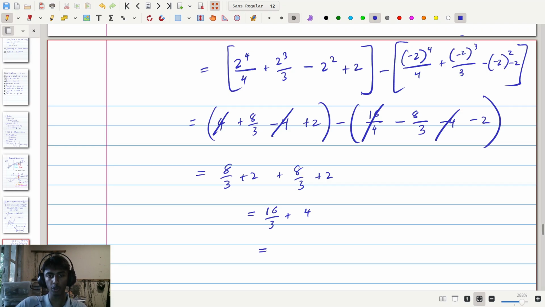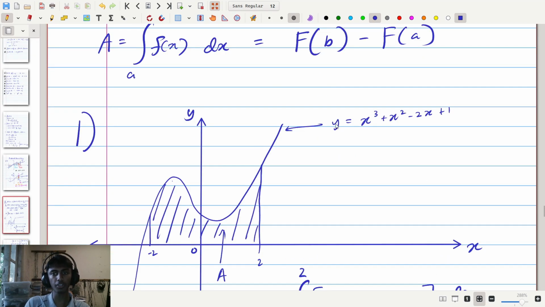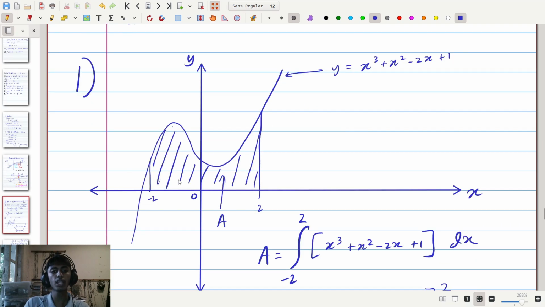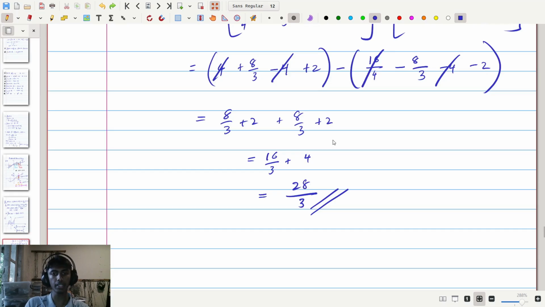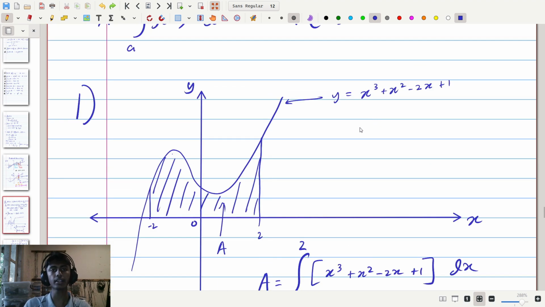We could take this under a common denominator and we could say this is divided by 3 and on top 3 times 4 is 12, 12 plus 16 is going to be 28. So therefore the area under this curve, y equals x cubed plus x squared minus 2x plus 1 from x equals negative 2 up to x equals 2 is going to be 28 over 3. This is how we use integration, definite integration, in order to find the area under curves.